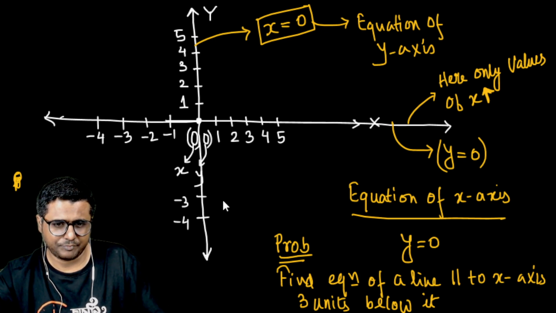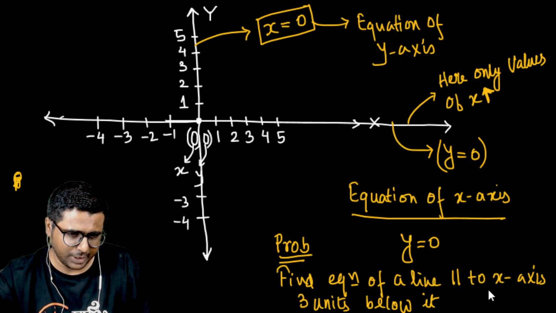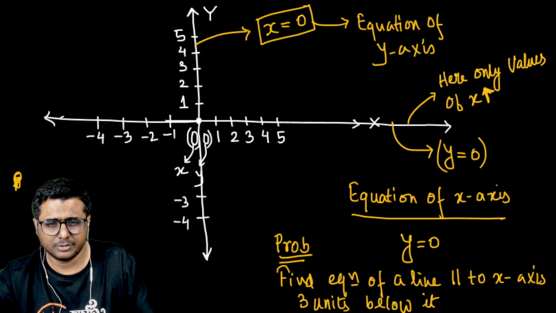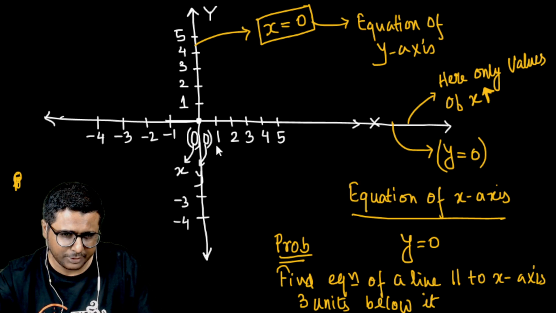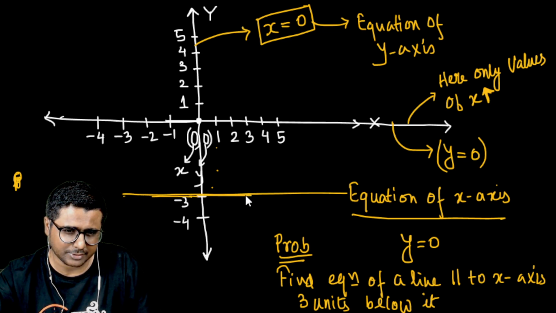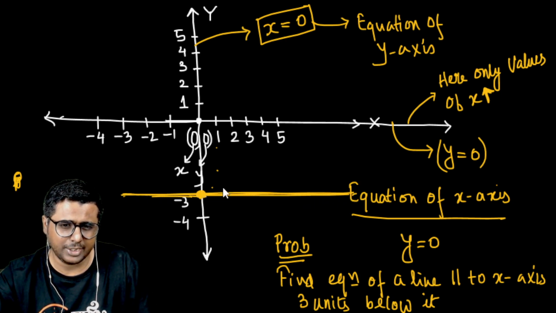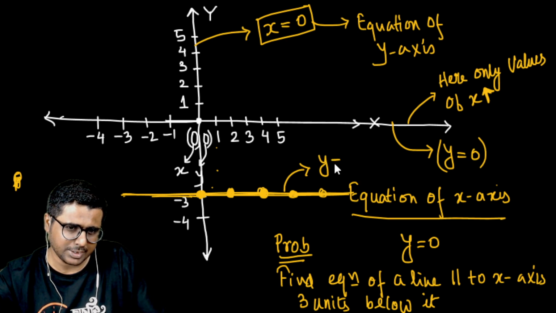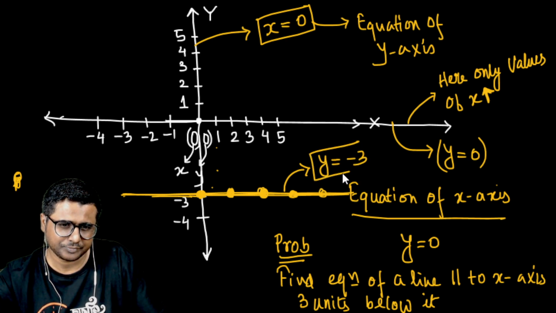So here it is said find equation of a line parallel to x axis 3 units below it. 3 units below it, that means 1 unit, 2 unit, 3 units. So this is the third unit that is below it. Now I will draw a line which is parallel to x axis like this. Here in this line, the value of y does not change, the value of y remains same, value of x is changing but value of y is not changing. So equation of this line will be y is equal to minus 3. So this is the solution.